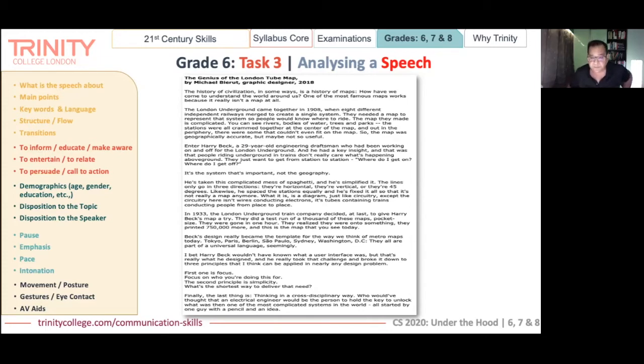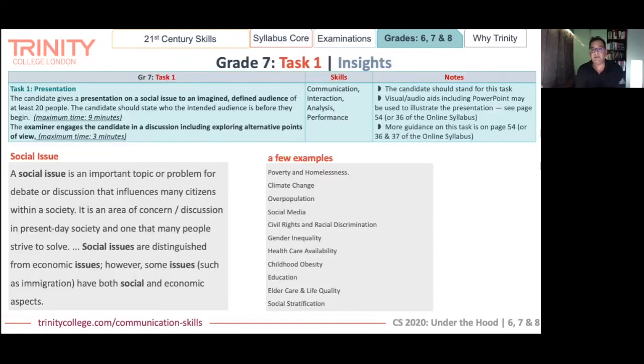Now, that brings me to grade 7, task 1. The candidate gives a presentation on a social issue to an imagined defined audience. So again, social issue, here's the definition. What constitutes social issues? Hundreds of things. I've put a few of them in front of you.